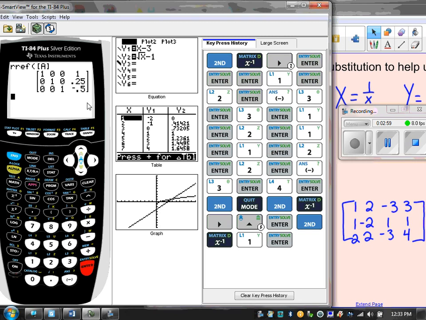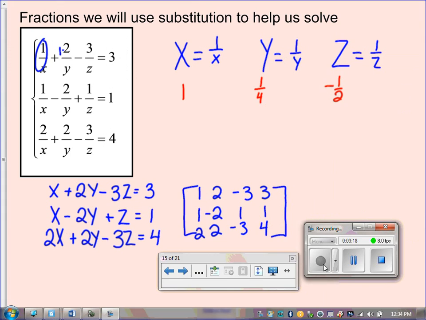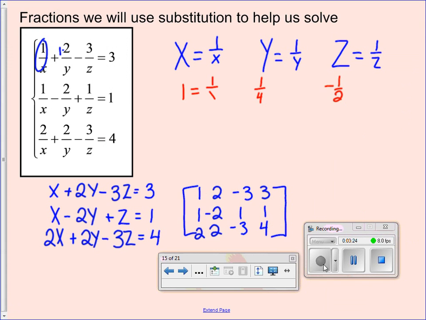Another feature our calculator will do is turn those into fractions by pressing math. So what this is saying is capital letter X is 1, capital letter Y is 1/4, capital letter Z is negative 1/2. Like we said on our calculator, capital letter X equaled 1, capital letter Y equaled 1/4, and capital letter Z equaled negative 1/2.